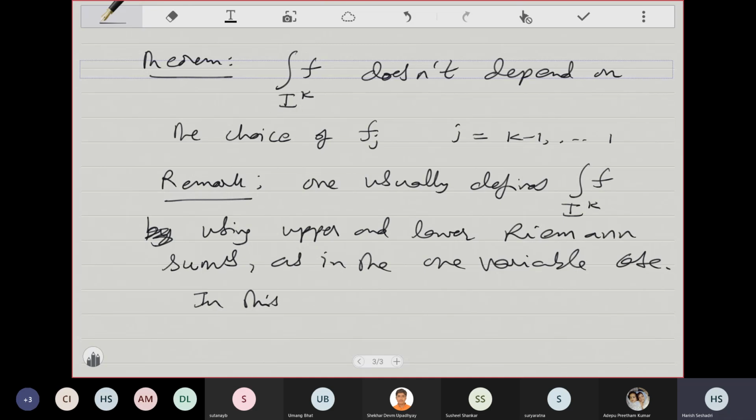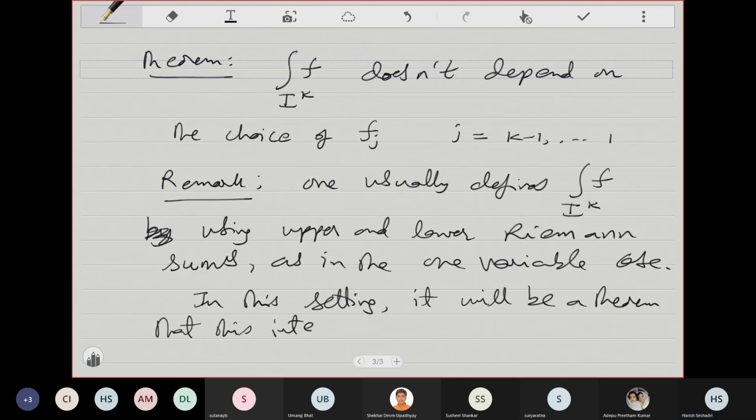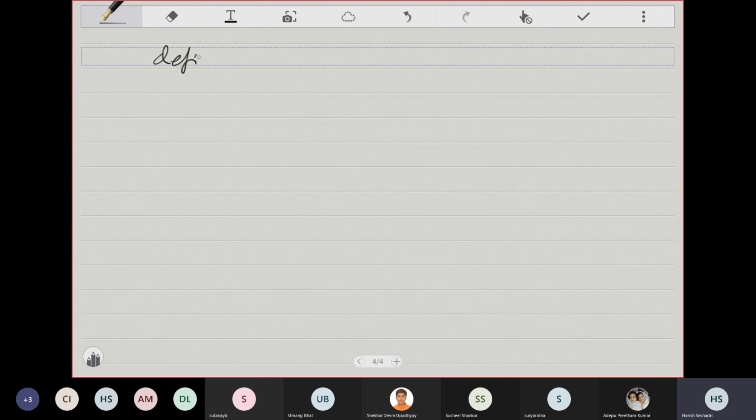In this setting, it will be a theorem that this integral is equal to an iterated integral as we have defined. So there's basically no free pass.